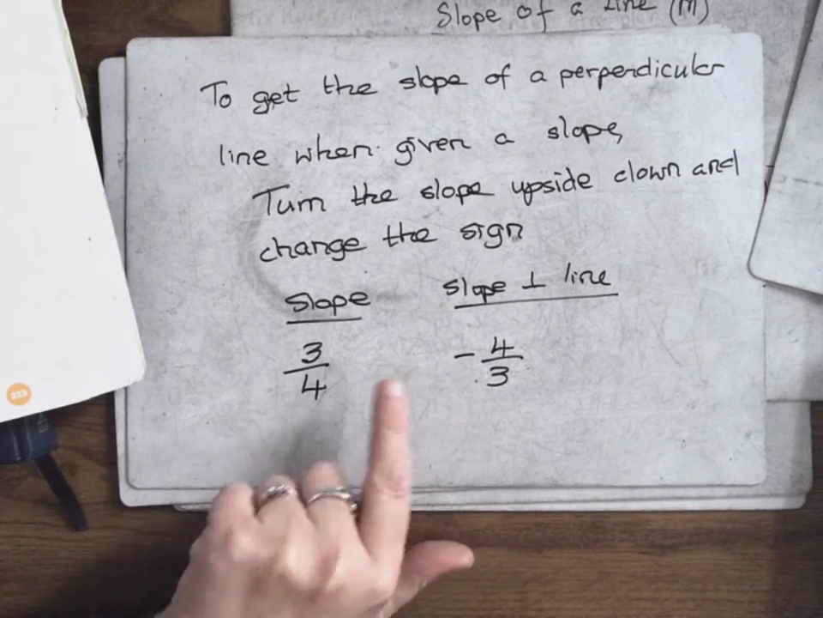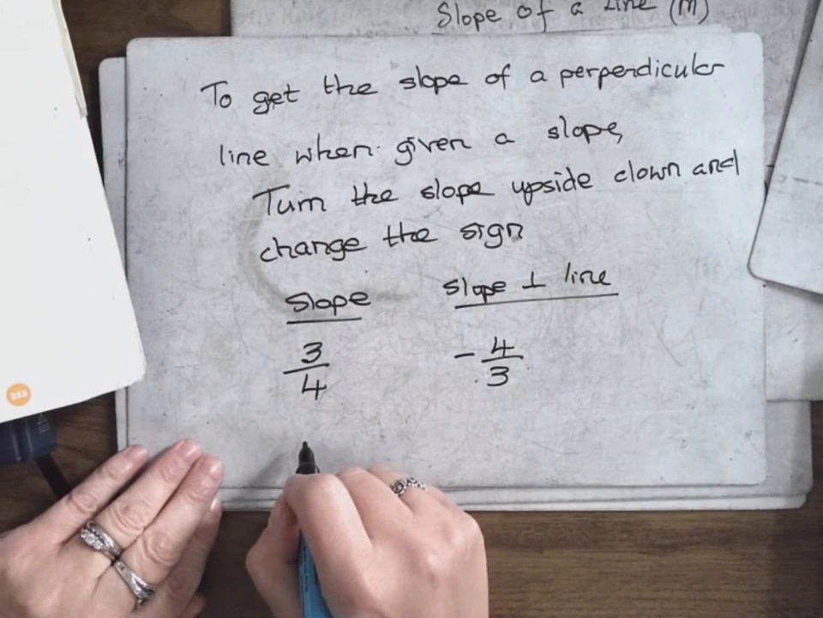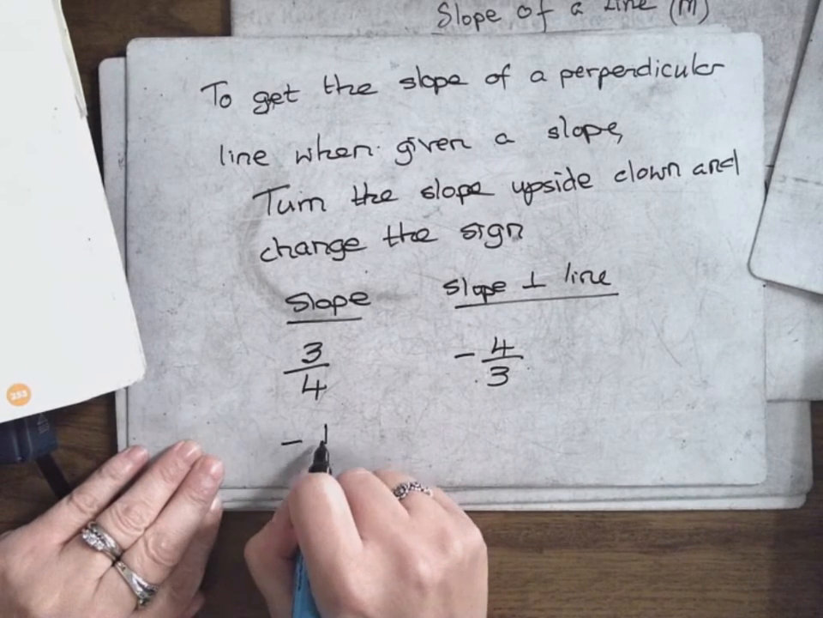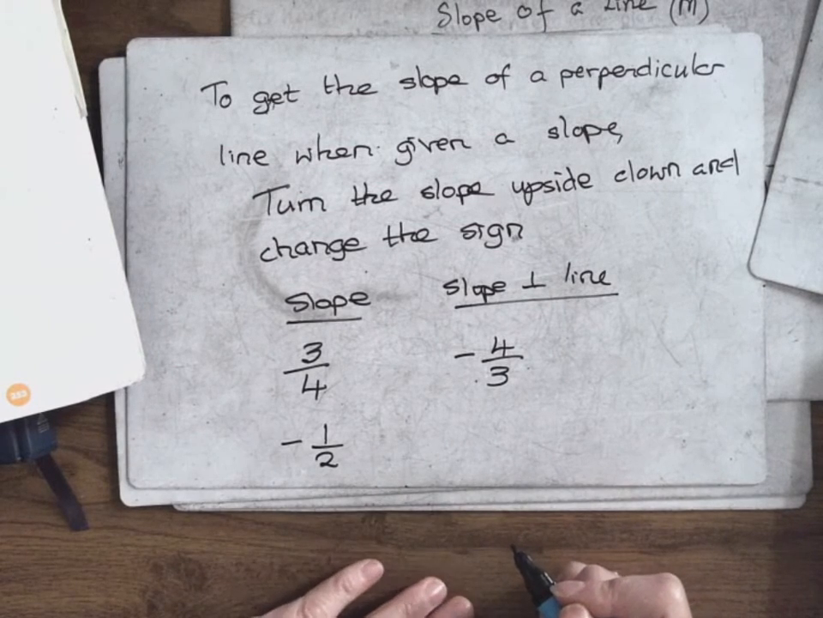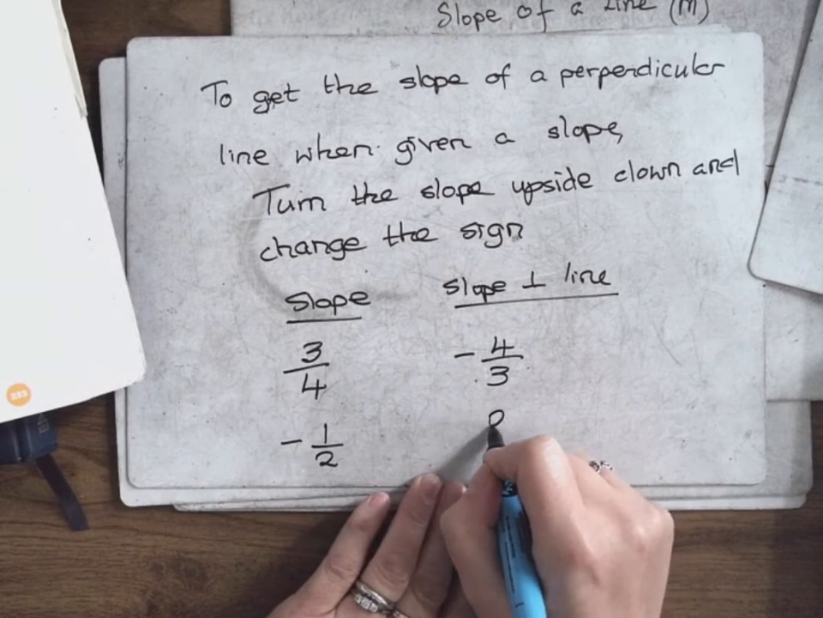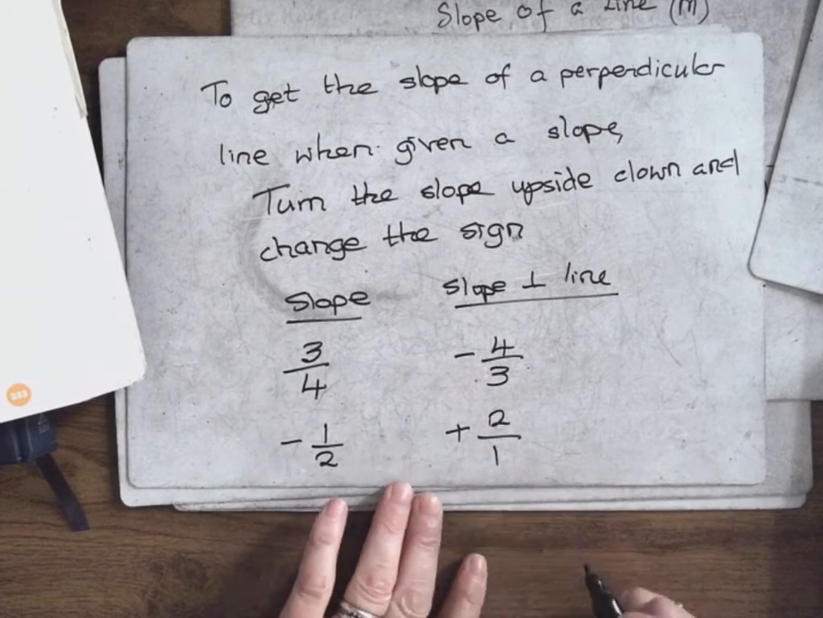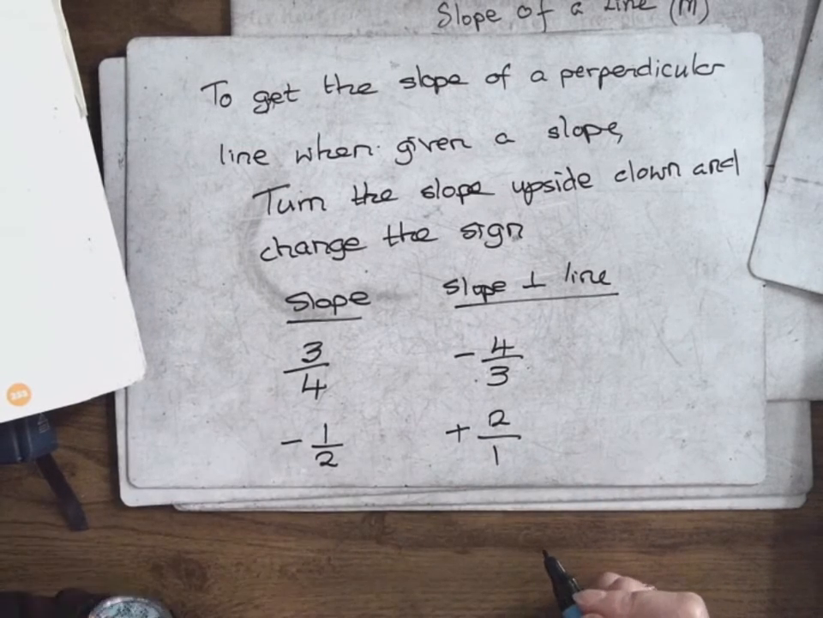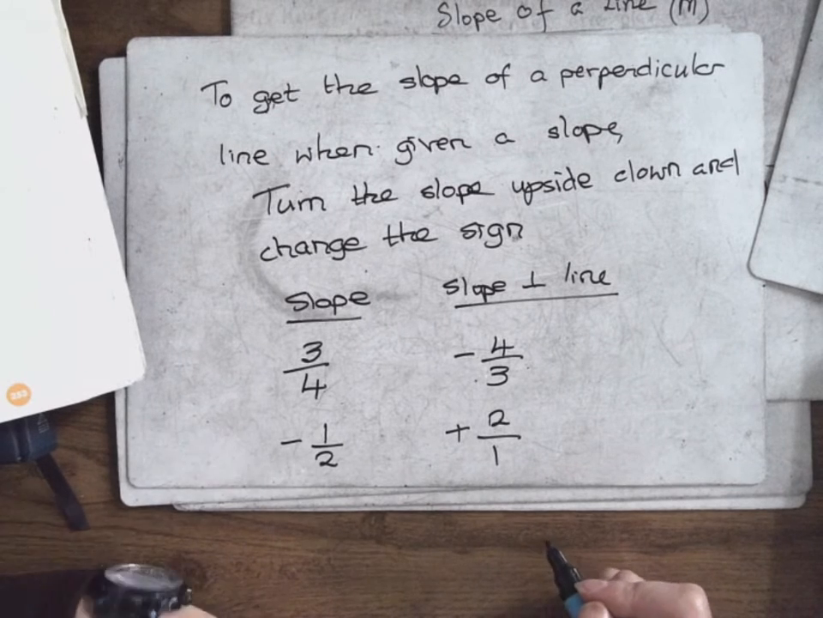If you multiply those two numbers, what would you get? -1, because they're perpendicular. If I told you the slope of a line was -1/2, what's the slope of a perpendicular line? 2/1, plus 2/1. So do I put in the plus? I can if I want. 2/1, I could just write that as what? 2/1 is just 2, isn't it?